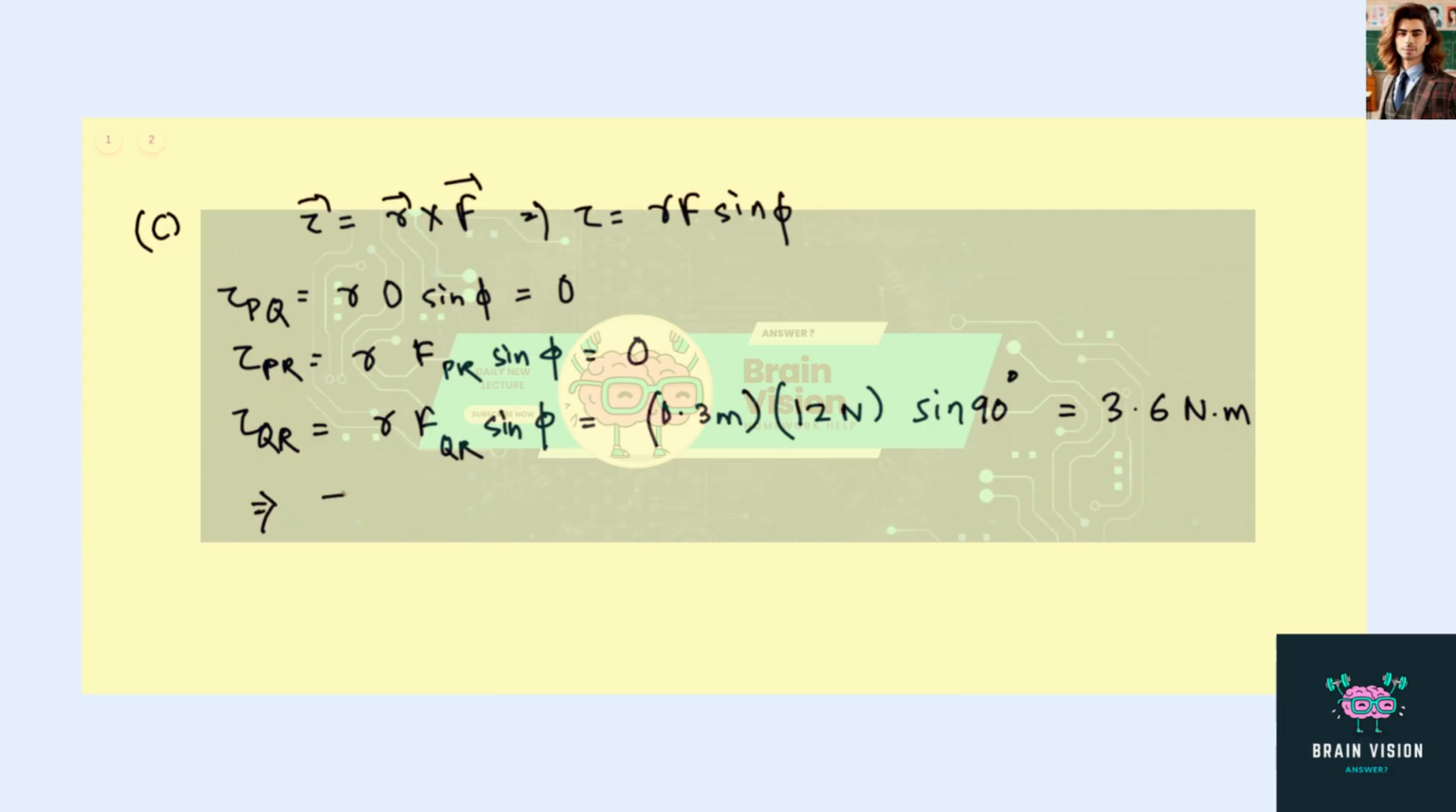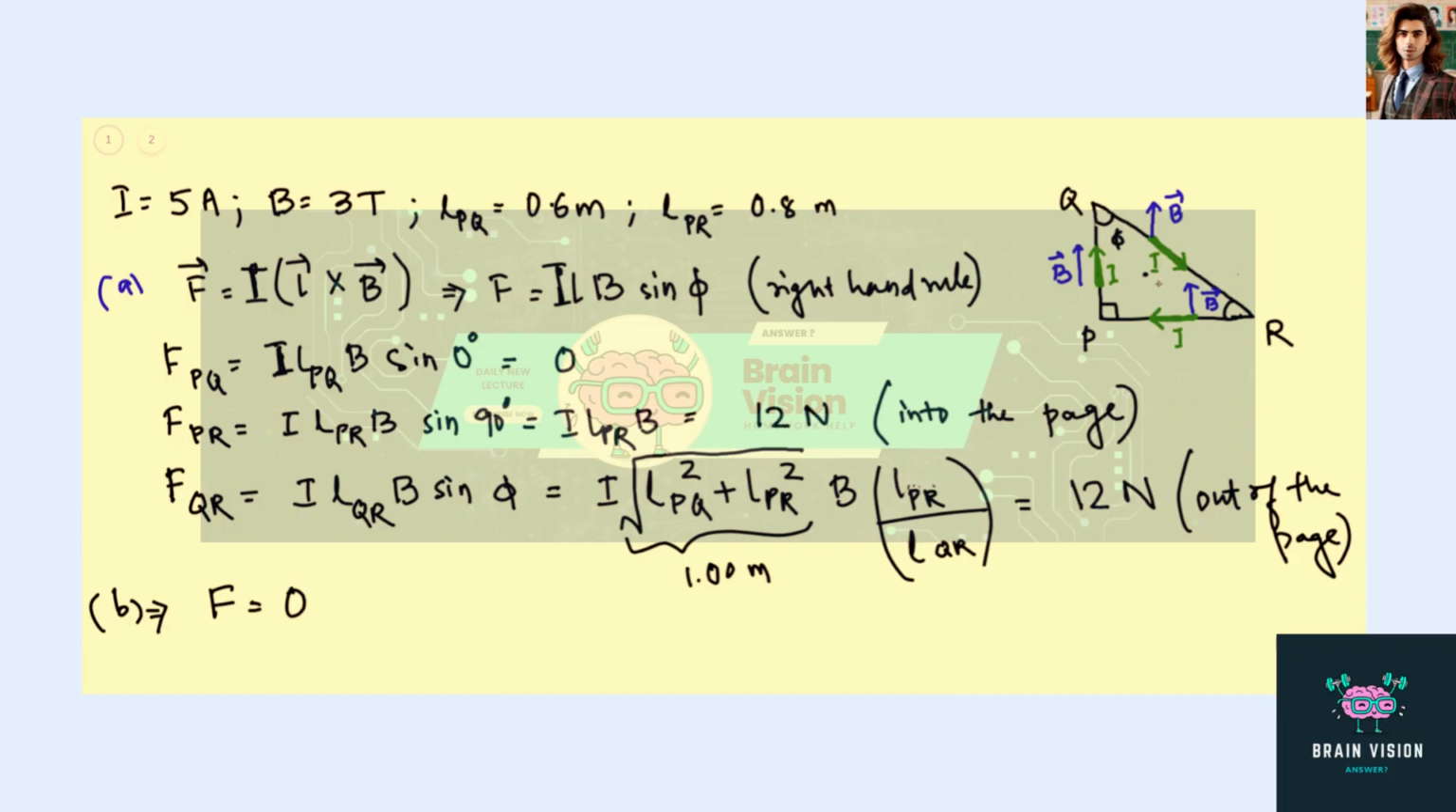And so the net torque is equal to the vector sum of all these torques, which is 3.6 Newton times meter. We can find the direction of the torque by applying the right hand rule on R and F. This is basically R, and the force is out of the page. So torque is going to be towards the right.